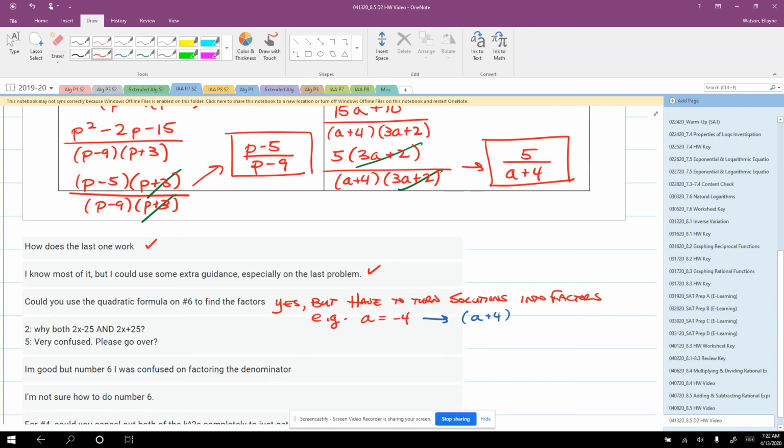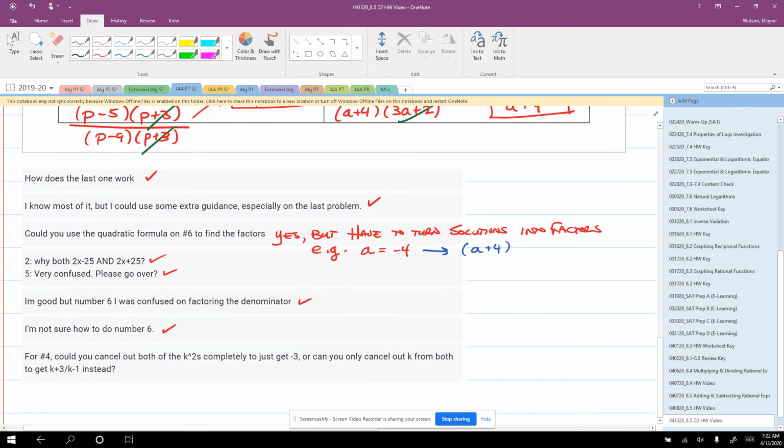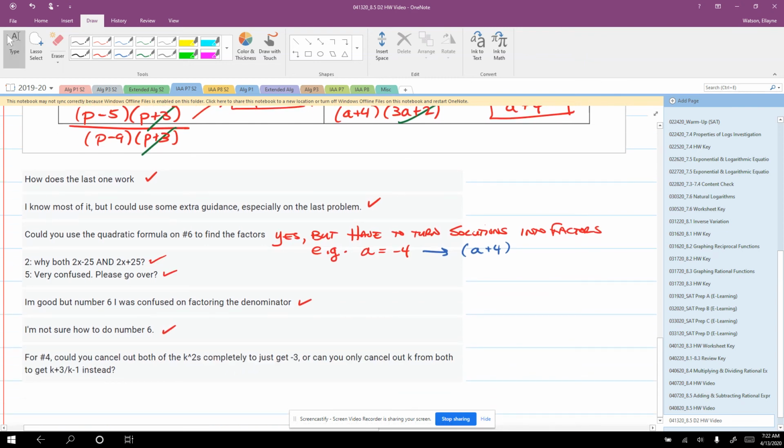Okay. Number 2, why both 2x and 2 minus. So I went over that. Number 5 I went over. Hopefully that was helpful. The next one, number 6 was confusing. Got that. Next one was also on number 6. And finally, number 4. Okay, I didn't go over number 4.